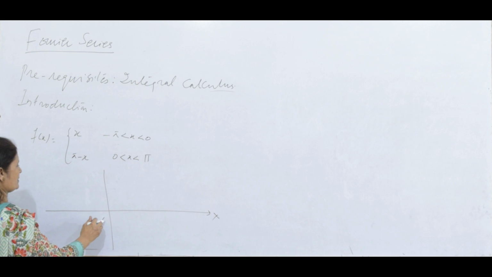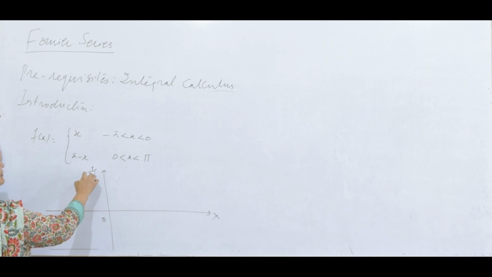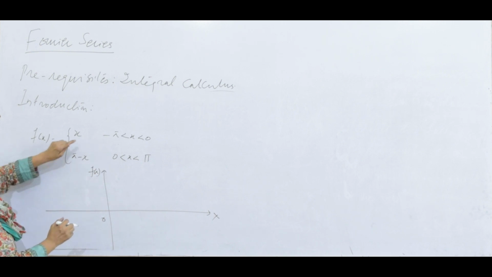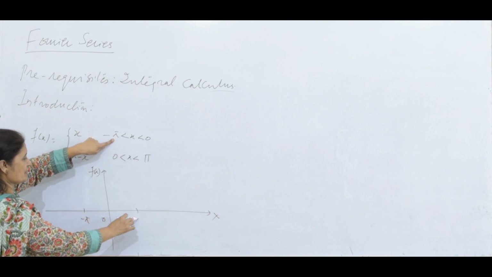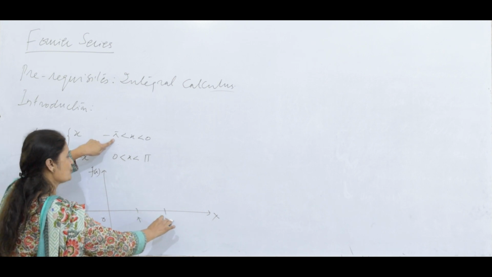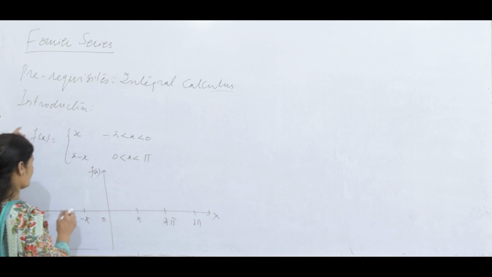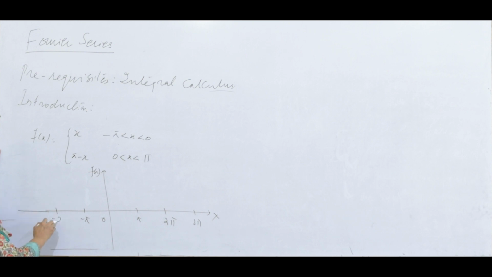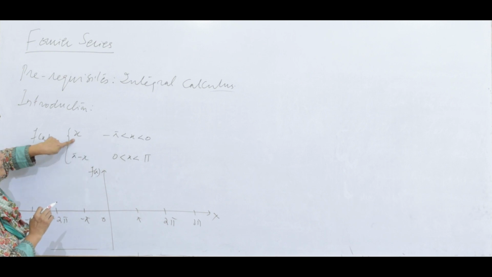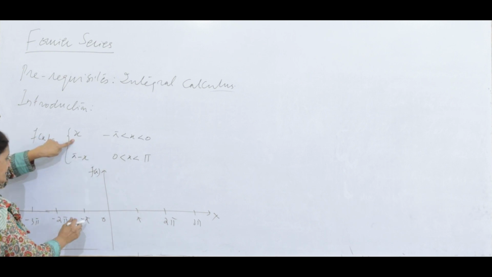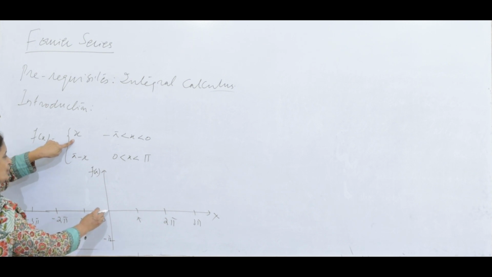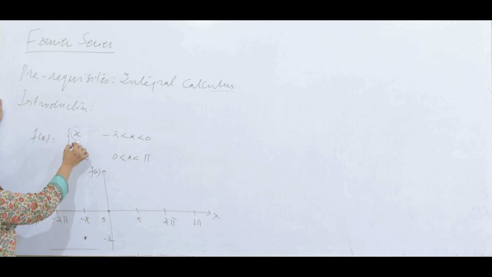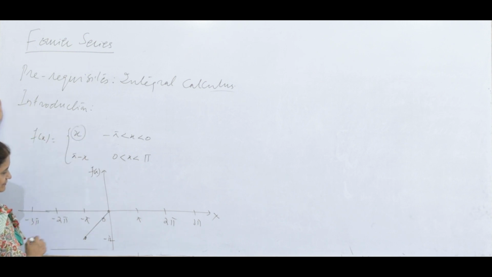This is the x-axis and this is f of x, y is equal to f of x. I have given minus pi to 0, and this is minus pi, 0 and this is pi. It means the next is 2 pi, the next is 3 pi and so forth. Here minus 2 pi, minus 3 pi and so forth. When x is minus pi, f of x is minus pi, somewhere here. When x is 0, it is 0. And since this is a linear function, a straight line like this.